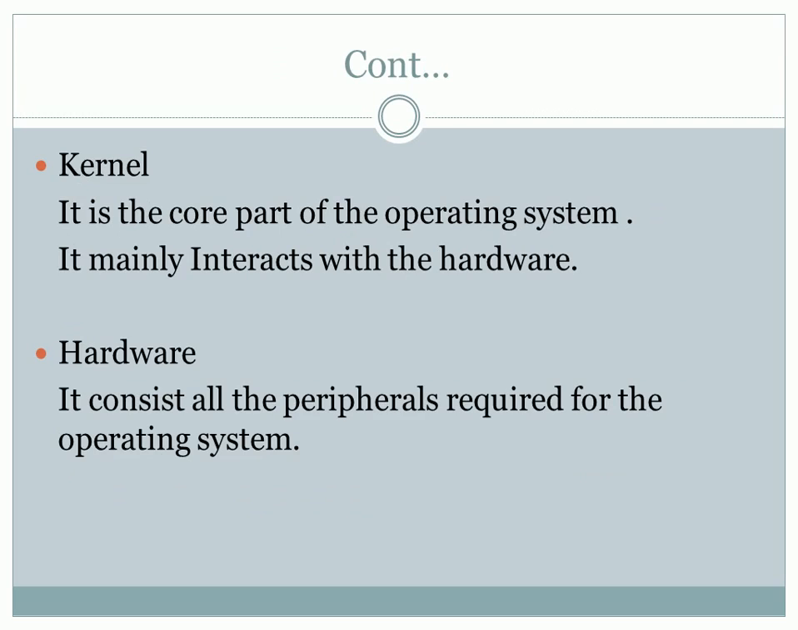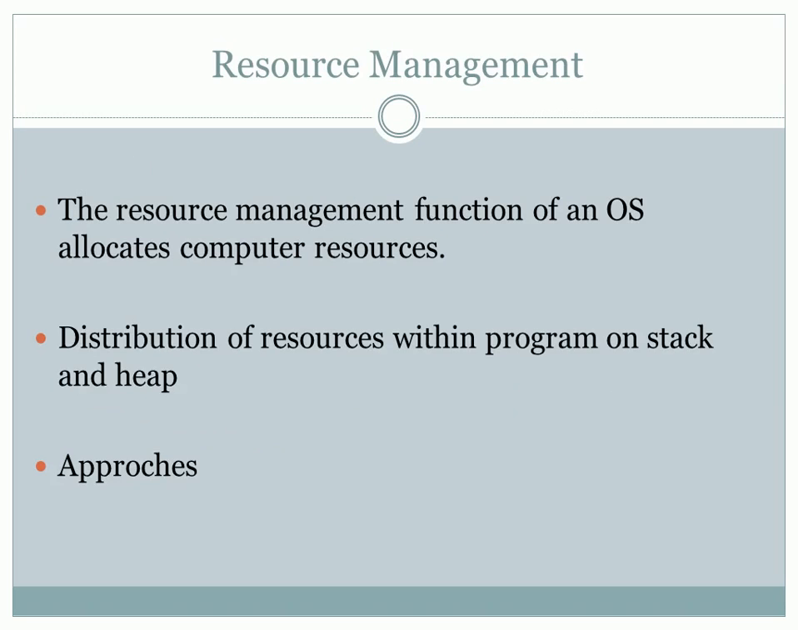The kernel is the core part of the operating system, and it mainly interacts with the hardware. It is also responsible for making the necessary instructions to the hardware. And hardware consists of all the peripherals that are required by the operating system. So let's get into the details.